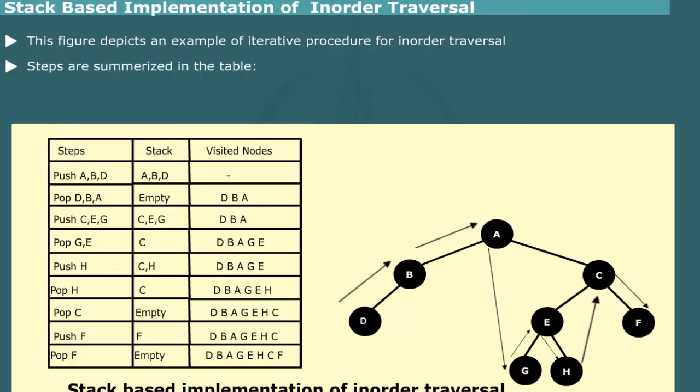The implementation of the iterative procedure for Inorder traversal uses the set of classes called node, stack, and tree structure, which we presented in previous section. For the Inorder traversal, we use a method named stackInorder. The code for this method is shown in demonstration.